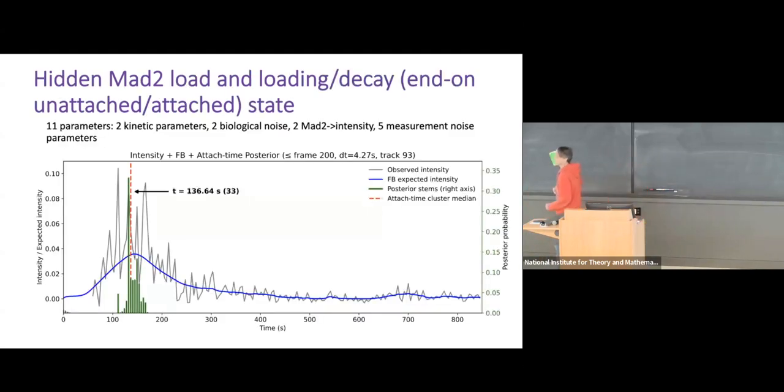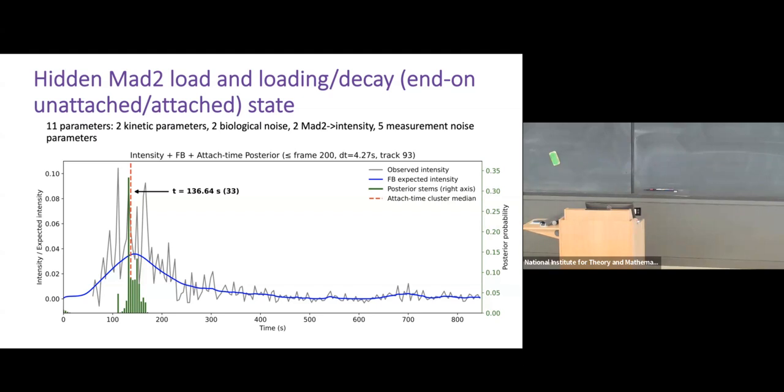So this is the performance of our model. Again, it's Bayesian. It's got 11 parameters, 2 of them connect parameters, that's the loading rate and the decay rate. It's got a switch. You've got 2 sets of hidden parameters. You've got the hidden MAD2 load. You've got a hidden state, which is either loading or unloading.